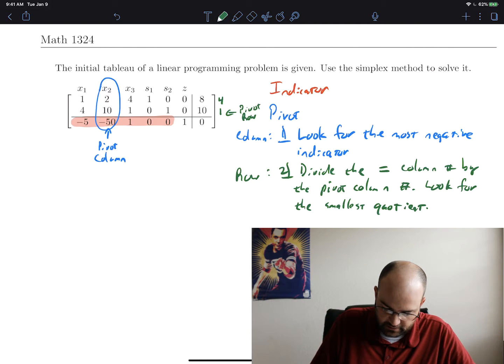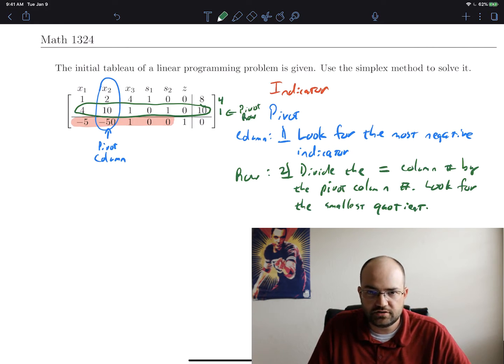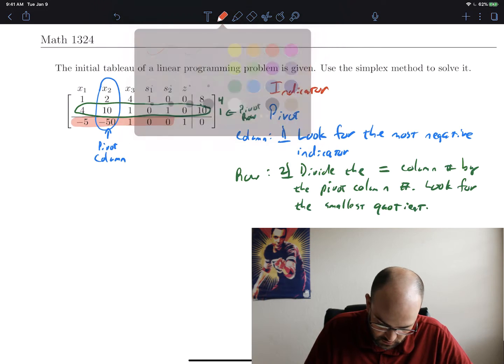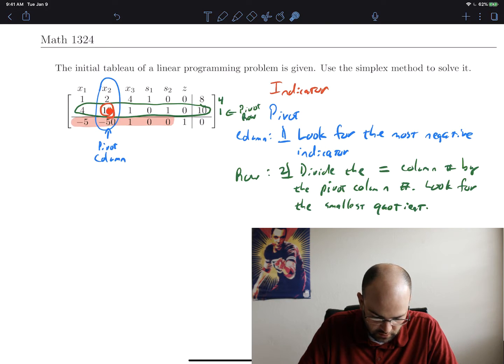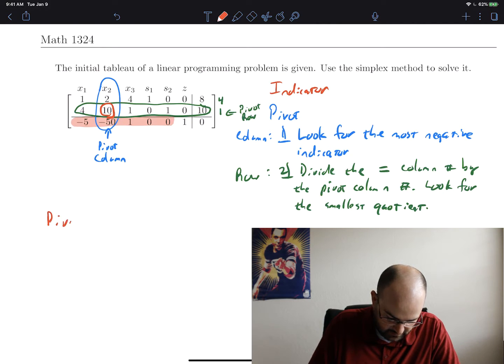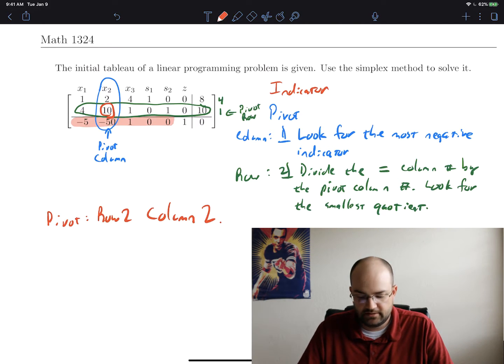So what we have now is the pivot column and the pivot row. The intersection of the column and row will actually tell us the pivot. So row 2, column 2 is our pivot element. So the pivot here is row 2, column 2.